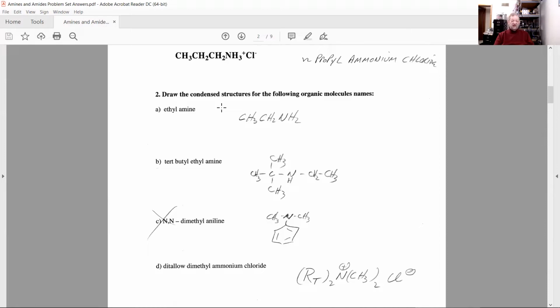Now here, draw the condensed structures for the following organic molecules. An amine, it only has 1 group on it, ethyl. Remember, in amines, there's 3 bonds. So 1 R group, 2 hydrogen, 3. Here we have amine, start from the right, move left, ethyl and tert-butyl, and it doesn't matter which side the ethyl and the tert-butyl group is on. And once again, 3 bonds to nitrogen in amides and amines. So I have 2 alkyl groups, 3 minus 2, 1 hydrogen.